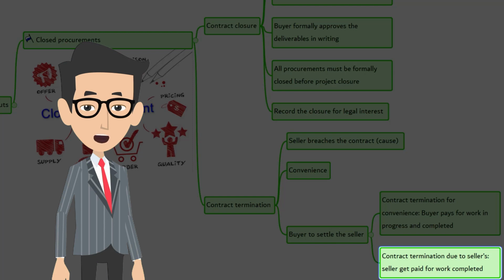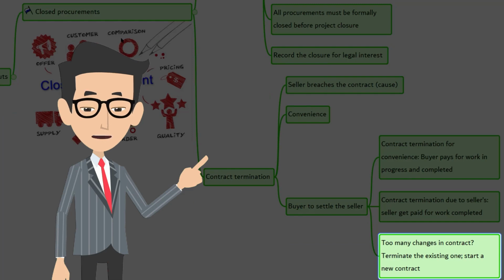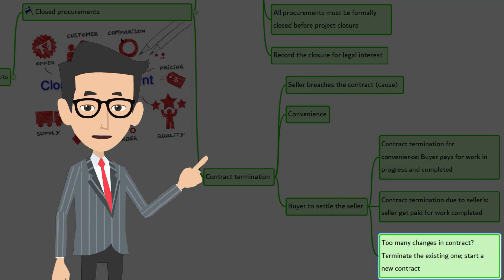A seller is rarely allowed to terminate a contract, but it could be appropriate in some projects. Typically, the contract should have a provision for termination which covers both cause and convenience. When there are too many changes in procurement, then it may be best to terminate the contract and start fresh by negotiating a new contract. You may have the new contract with the existing seller, or you may find a new seller.